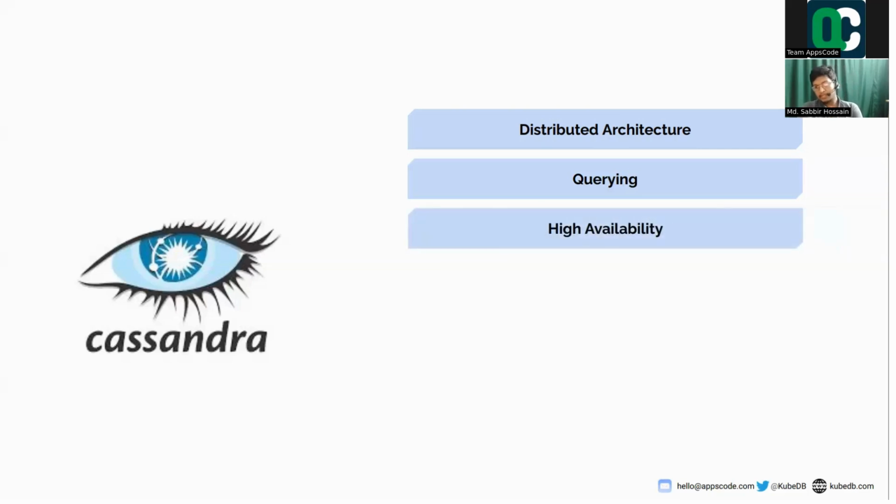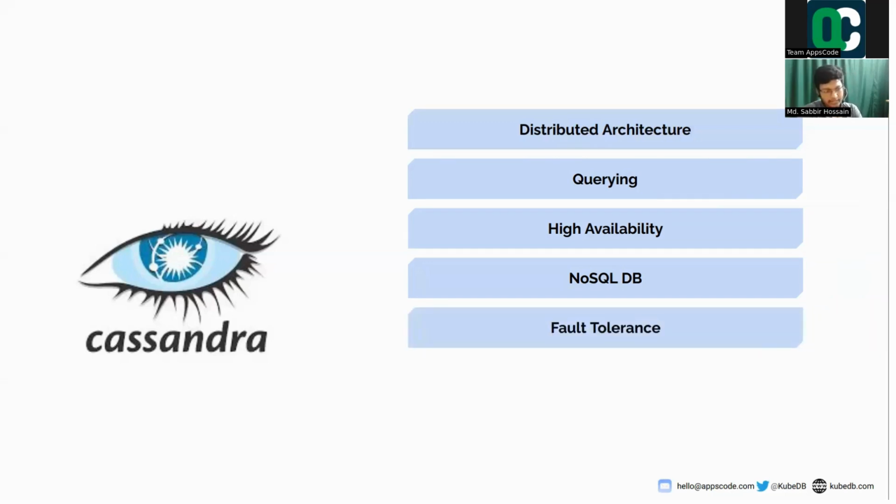Another important feature is its high availability. As Cassandra maintains replication, it ensures high availability through data replication across multiple nodes and automatic failover. Its masterless architecture allows continuous operation, even if some nodes fail. It is a NoSQL database, so it has all the benefits of a NoSQL database.